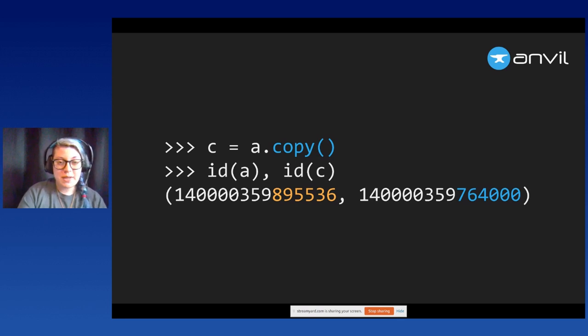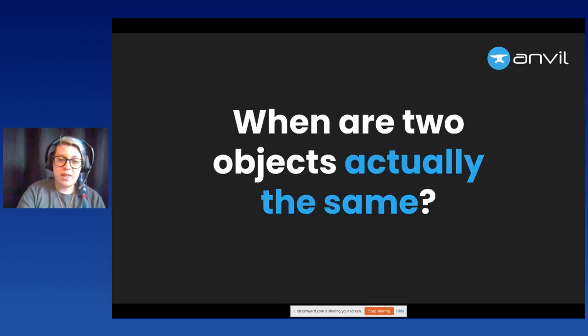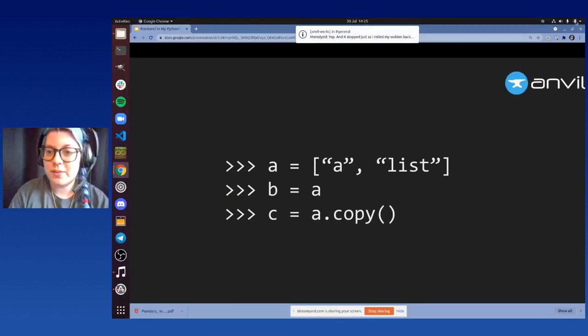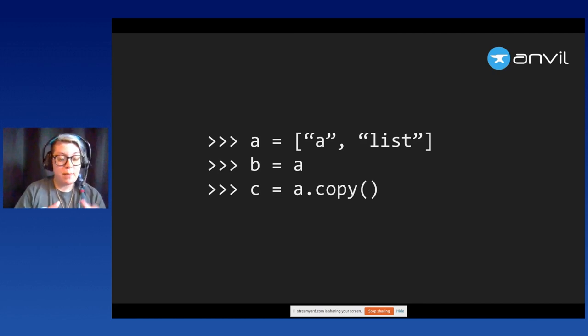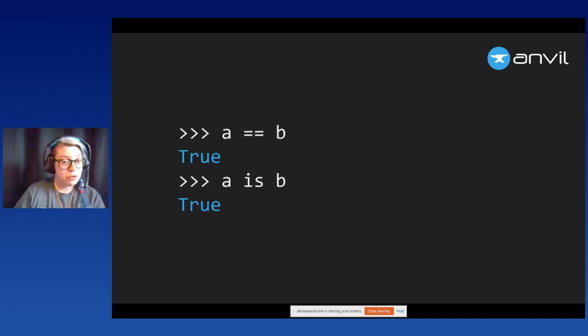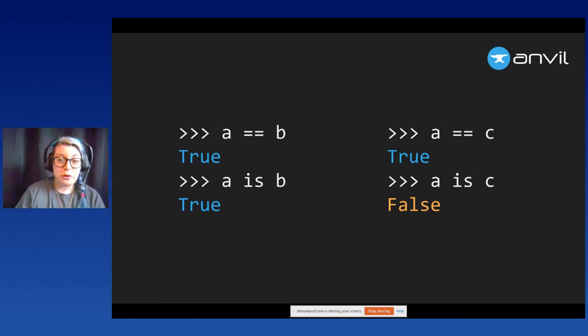So some of the ways we can tell whether two objects are genuinely the same is with these two. Let's set up this situation again, where A is a list, we've set B equal to A, so we've just made another pointer to that list, and C is a copy of A, created by calling the copy method. All right, what happens if we use some of Python's ways of evaluating whether these two things are the same? A is equal to B, true. A is B, also true. But when we look at C, we can see that the double equals operator gives us true, but is gives us false. A is equal to C, but A is not C.